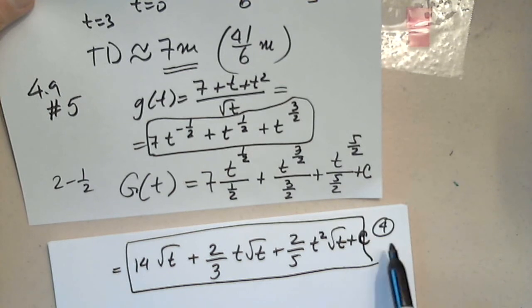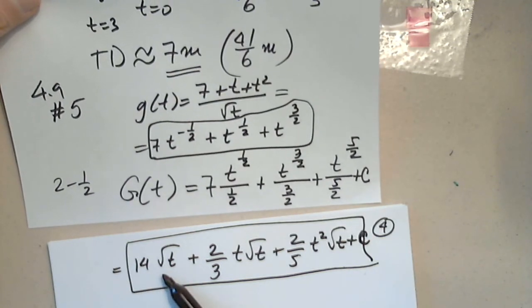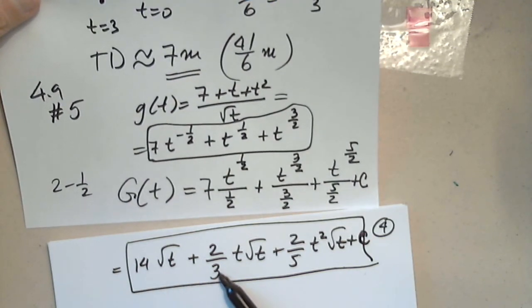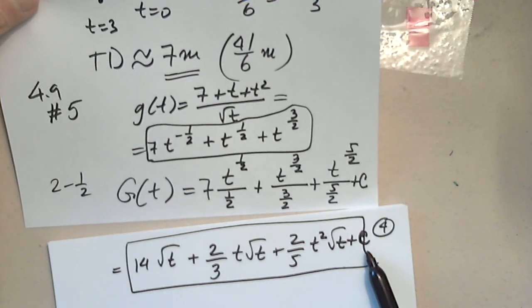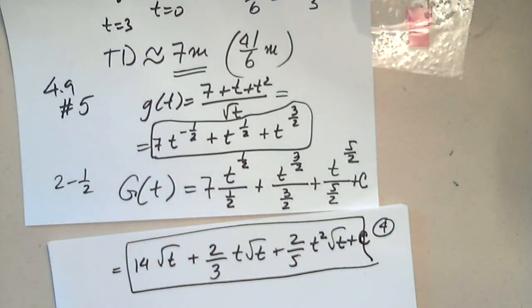So don't forget the c. So 14 the square root of t, or t to 1/2, plus 2/3 t to 3/2, plus 2/5 t to 5/2, plus constant c.